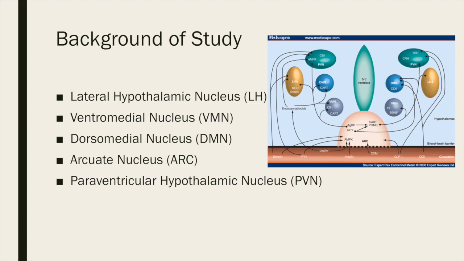The lateral hypothalamic nucleus is a collection of neurons that don't really fit elsewhere, but are associated with hunger, so they're placed in this hypothalamus area as well. And the paraventricular hypothalamic nucleus deals with stress and also has neurotransmitters that deal with hunger and satiety.